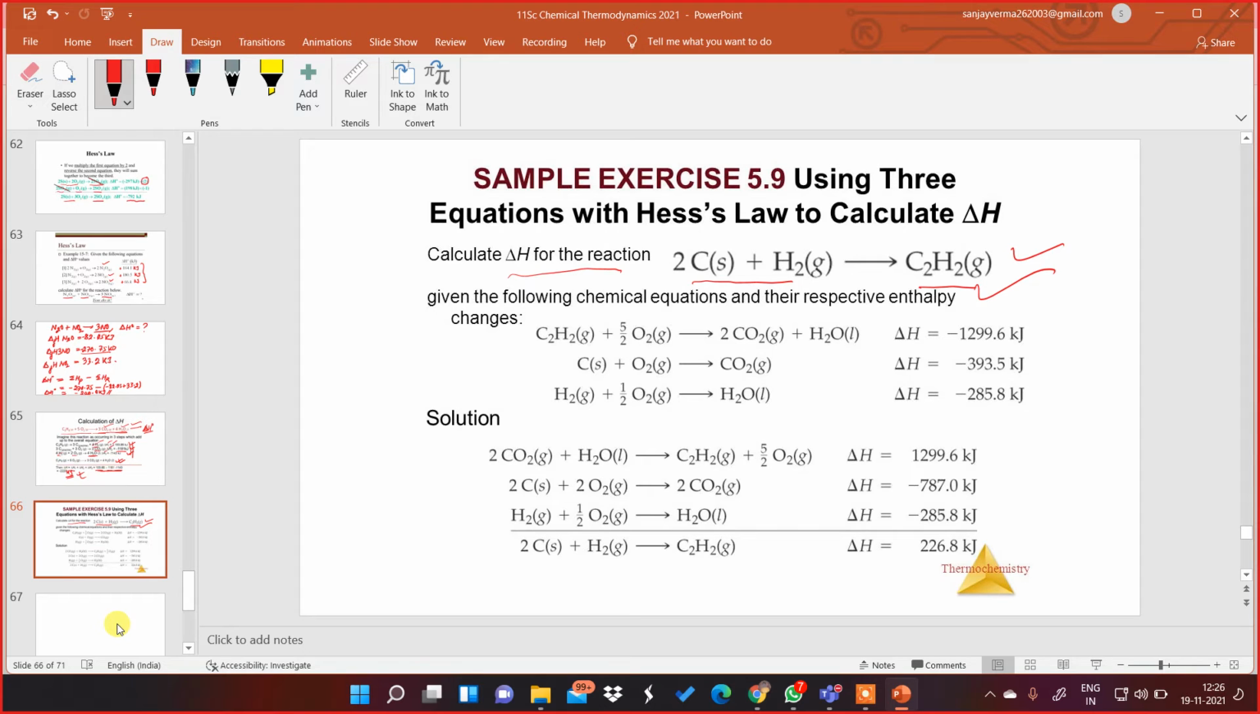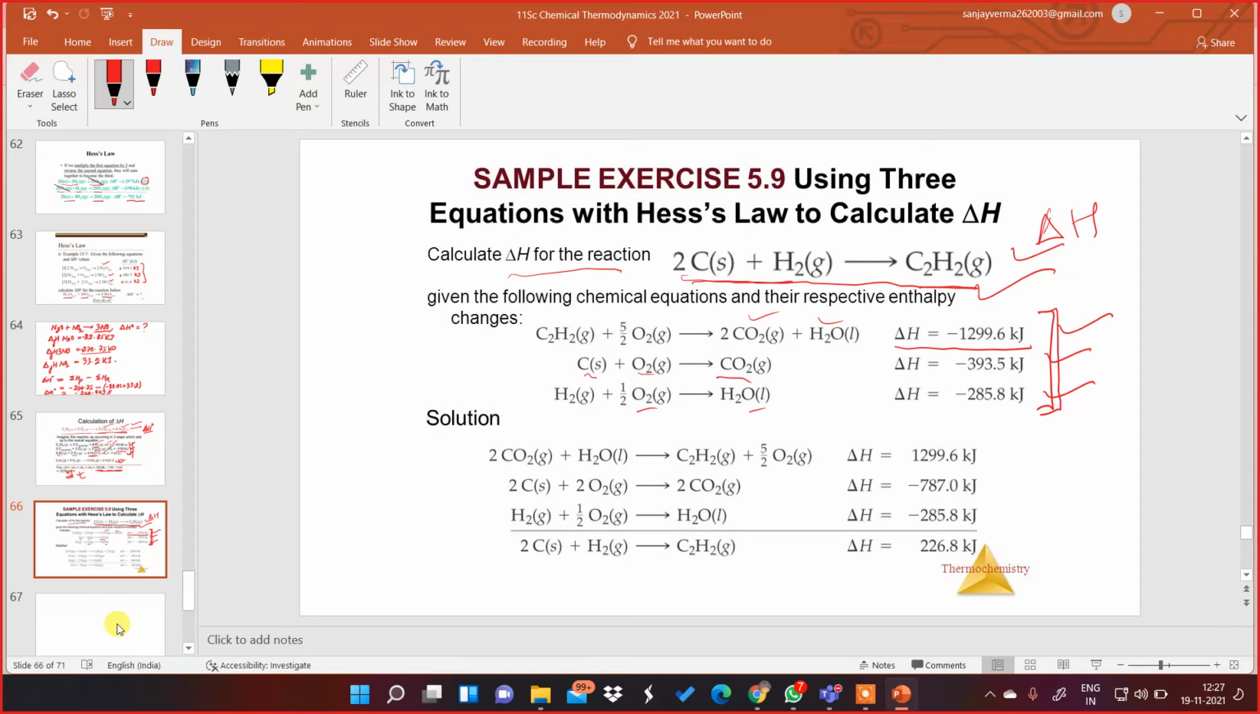Now here, ethyne burns in oxygen to give carbon dioxide and water vapor. The enthalpy for this reaction is given. Again, carbon combines with oxygen to give carbon dioxide. Enthalpy is given. Again, hydrogen combines with oxygen to give water. Enthalpy is given. So they are telling us to find the enthalpy for this reaction of carbon and hydrogen. By using these values, we have to get the value of delta H for this first reaction. Now, what they have done, they have simply added.